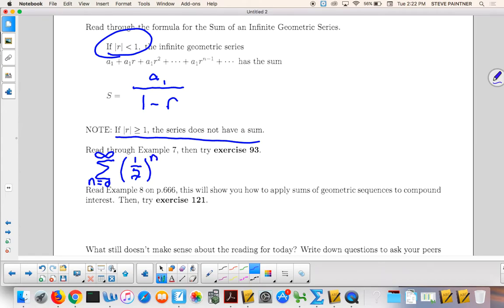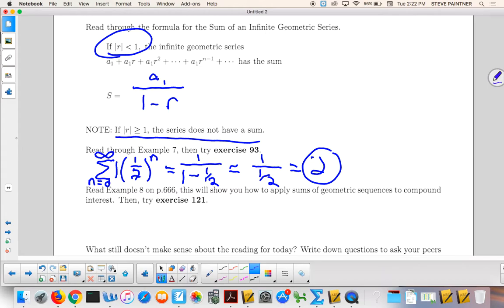So this is just a pretty straightforward application of the formula. Our a sub 1, because there's nothing written out front, we can just assume it's a 1. So our a sub 1 is 1. 1 minus r, our common ratio, is 1/2. So this simplifies to 1 over 1/2, which is equal to 2.